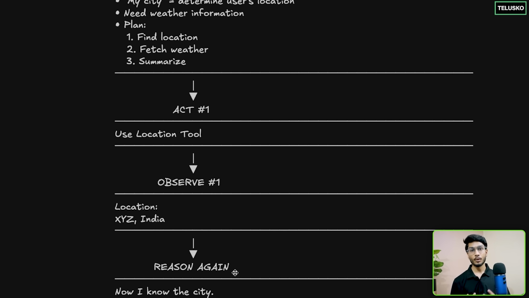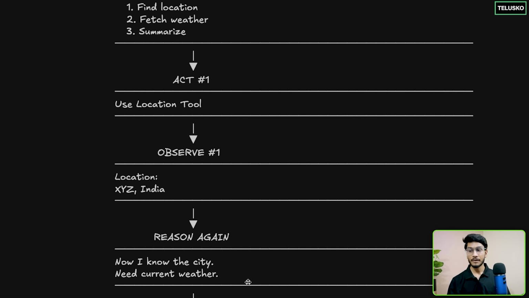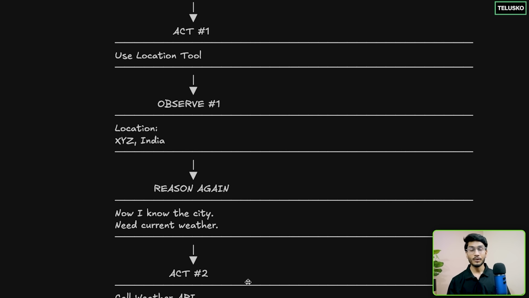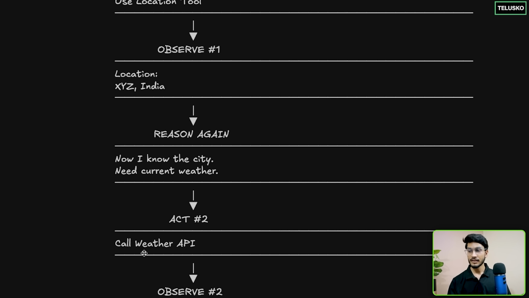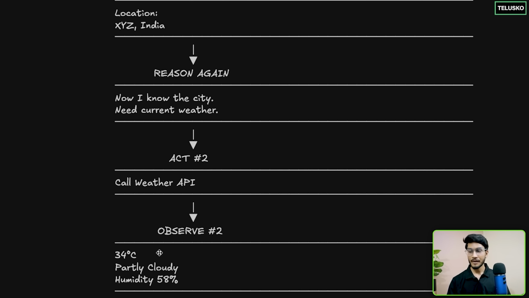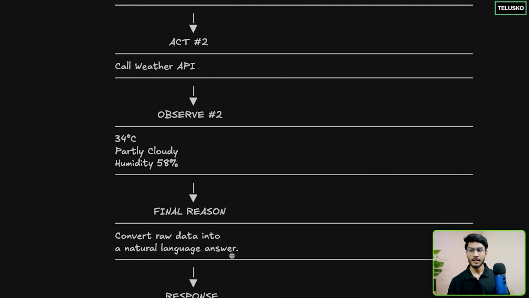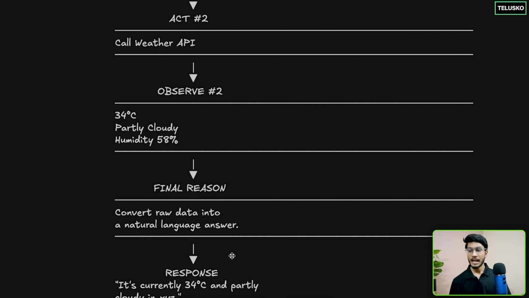Now planning is required, because first we need to fetch the location, and once the AI agent is done, it will know the city and it will now fetch the current weather. So again it takes action, and here it will call the weather API, and once the weather API data is fetched, it will give 34 degrees Celsius, partly cloudy, humidity 58%. So this is the response it generates for you, and this is your final result in the form of a natural language answer.